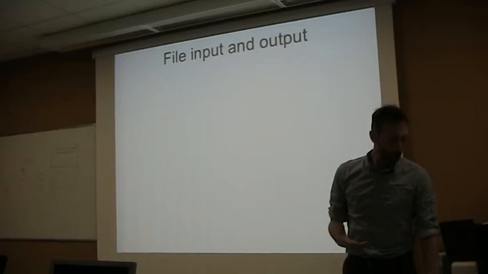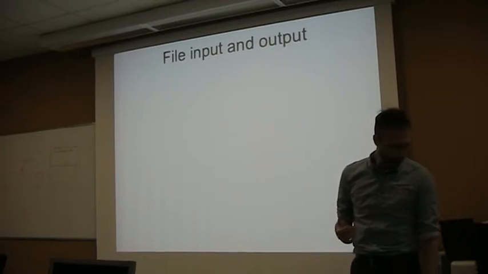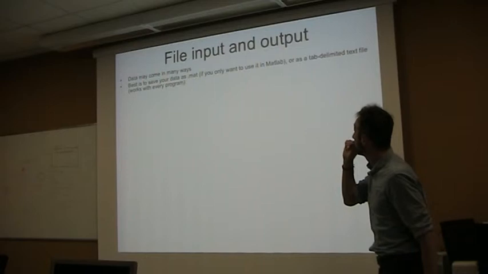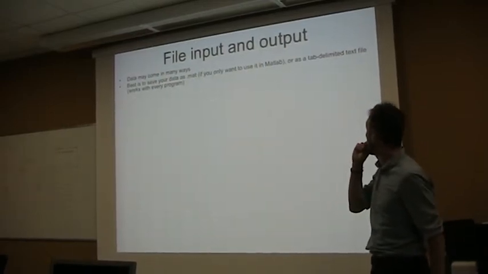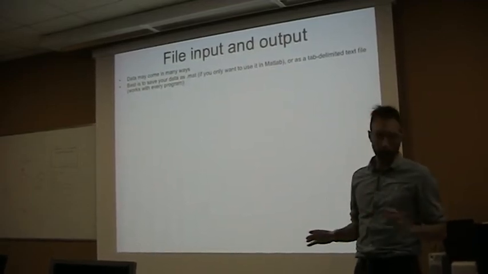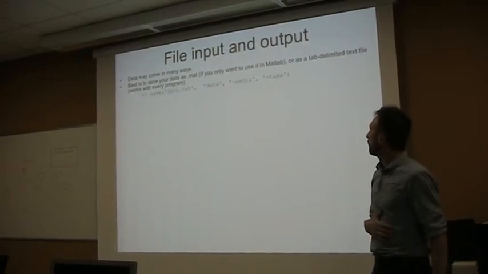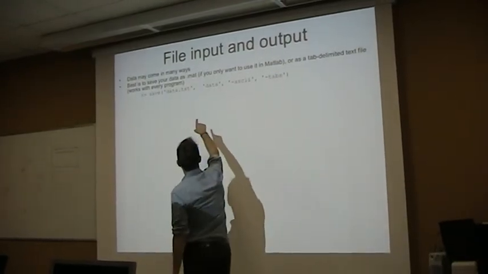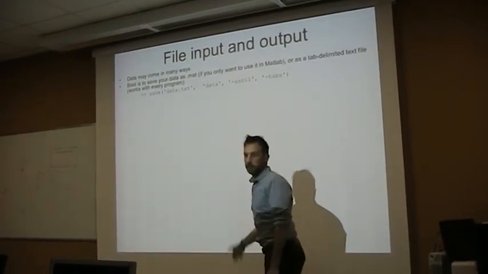Okay, so since Ani is not here, I'm going to say something about file input and output. Obviously, data can come in many ways. It's best if you can just save the data as .mat, or as I often do, tab it into text files, because that works actually with everything. You can also open it in Excel. So for example, you could save into a file called data.txt your data as ASCII tab delimited.